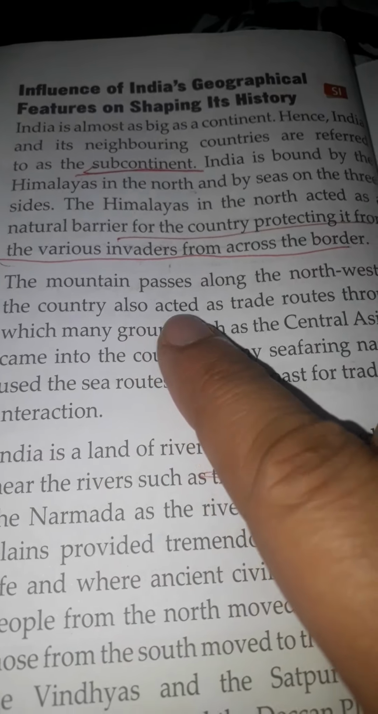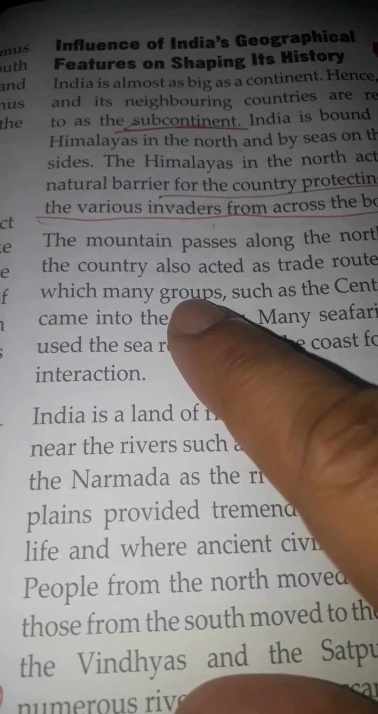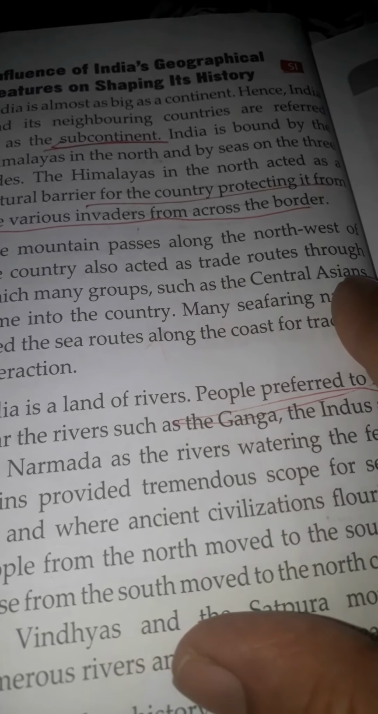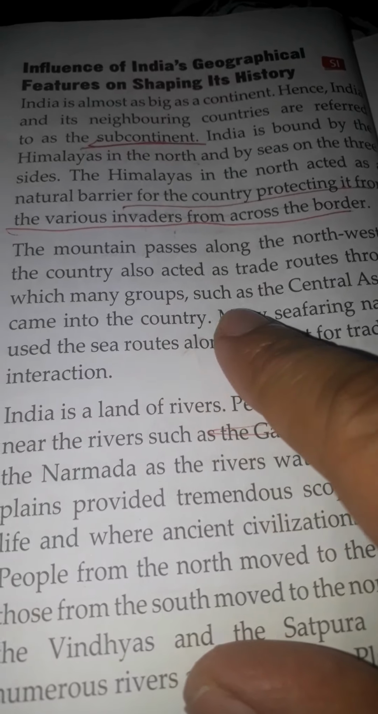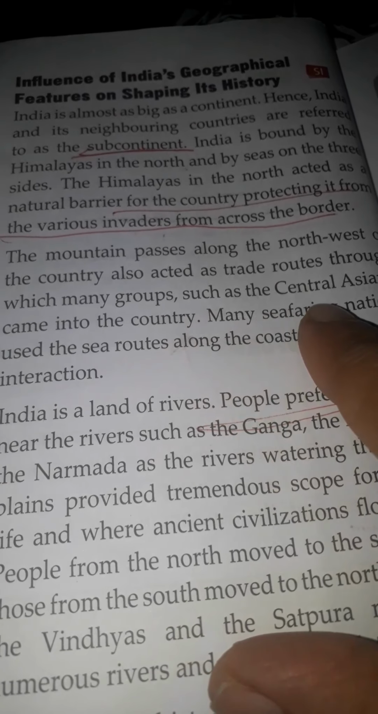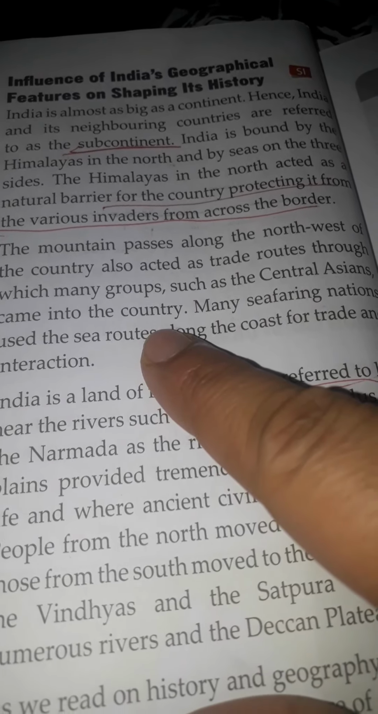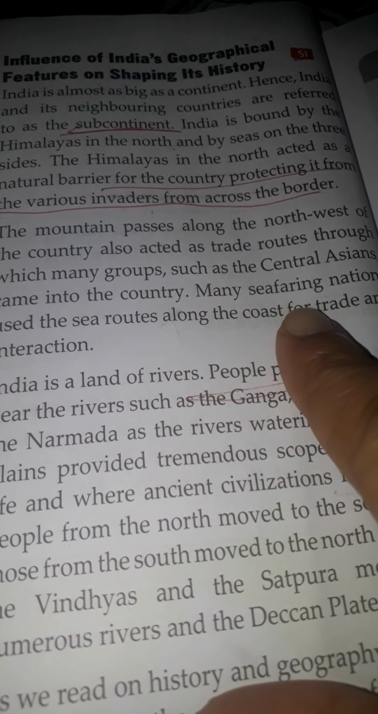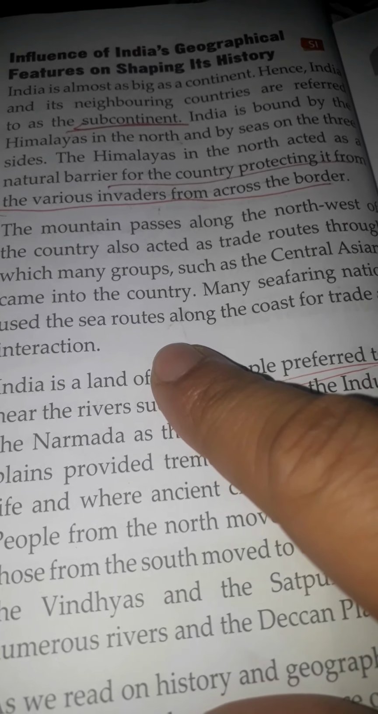The mountain passes along the northwest also acted as trade routes, which brought many groups, such as the Central Asians, into the country. Many seafaring nations used the sea routes along the coast for trade and interaction.